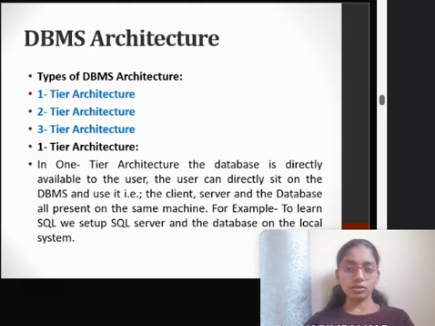There are three types of architectures. First, one tier; second, two tier; and third, three tier. In one tier architecture, the database is directly available to the user. The user can directly sit on the DBMS and use it. That is, the client, server and the database are all present on the same machine. For example, to learn SQL, we set up SQL Server and the database on the local system.